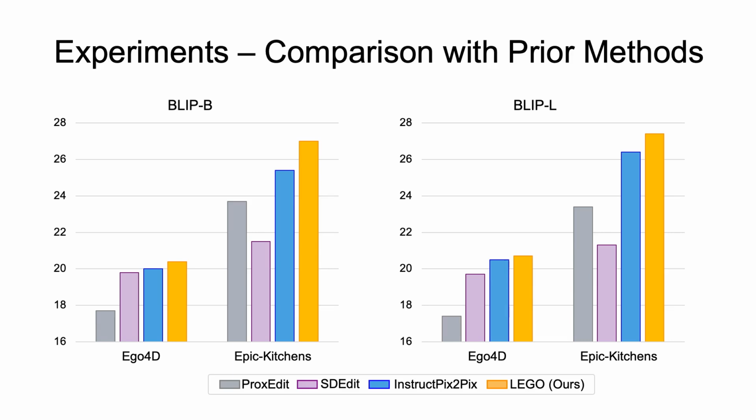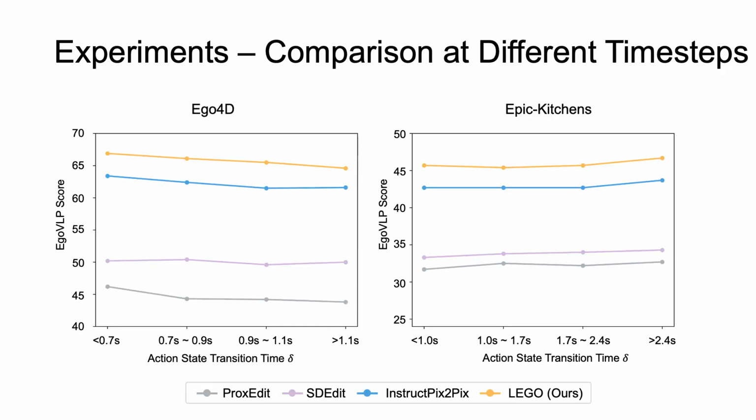Next, we show the results of image-to-text similarity. Our model still exceeds all baselines in both datasets. The results indicate that our model can understand the action better and generate action frames that are more aligned with the action description. We further divide the actions into 4 bins according to the action state transition time, which is the duration from input frame to target frame. The flat curve suggests the egocentric action frame generation is equally difficult regardless of the transition time. Our proposed LEGO model still surpasses all baselines for all transition times.